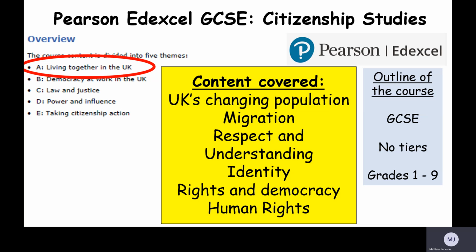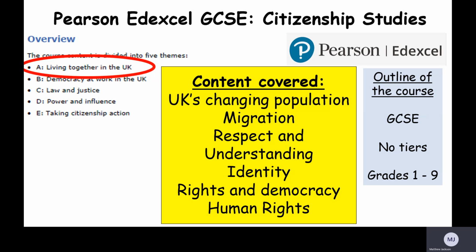So if you choose citizenship as a GCSE, what will you be studying? There are 5 different sections, and I'm just going to go through each one, giving you a little bit more understanding of what that includes. So theme A, which is living together in the UK.